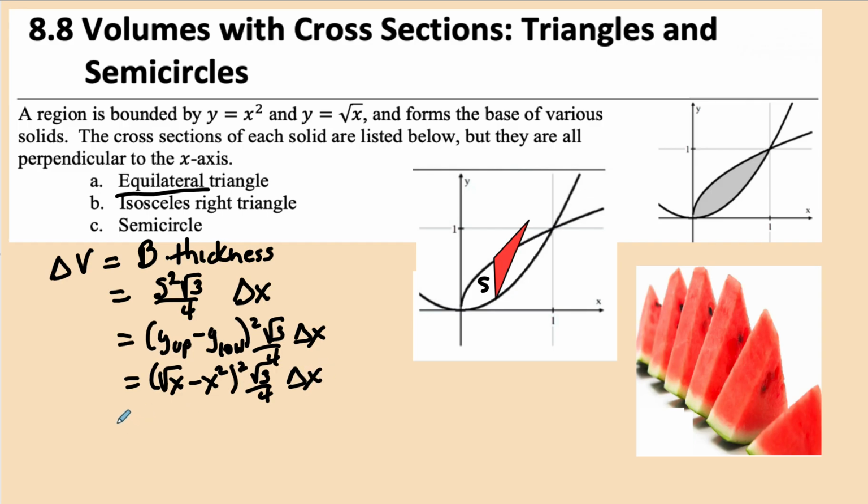Okay, let's go to our definite integral, and our little x's are going to go from 0 to 1. And if you want to write root 3 over 4 first, that might not be a bad idea. Then root x minus x squared, quantity squared, dx. So this is the representation for the volume that's created by that.